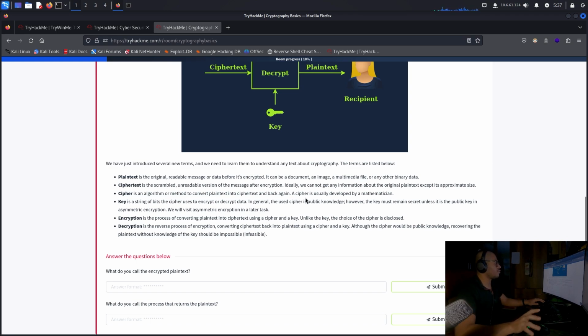Plaintext is the original readable message or data before it's encrypted. It can be a document, an image, a multimedia file, or any other binary data. Ciphertext is the scrambled, unreadable version of the message after encryption. Ideally, we cannot get any information about the original plaintext except its approximate size.